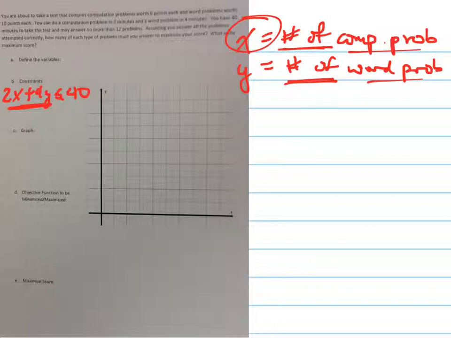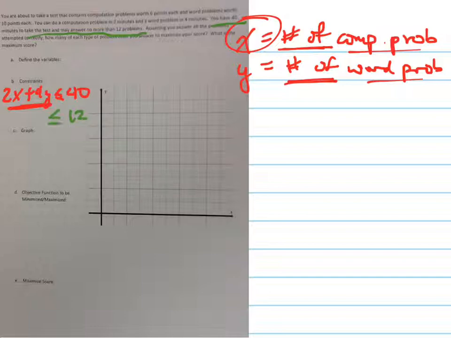Then there's another constraint here. I'll change the color because we're going to need a different color anyway in the graph. And that's going to be this one. It says you have 40 minutes to take the test, and you may answer no more than 20 problems. Let's see. I'm sorry, no, that's not the 40 minutes. You may answer no more than 12 problems. So 12 is the maximum number of problems I can answer.